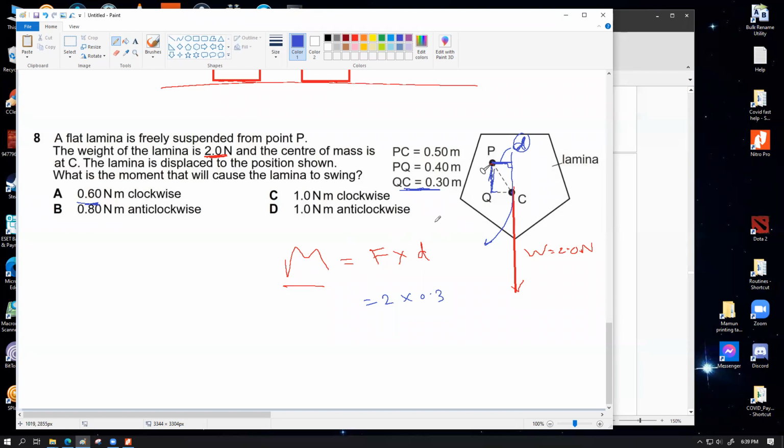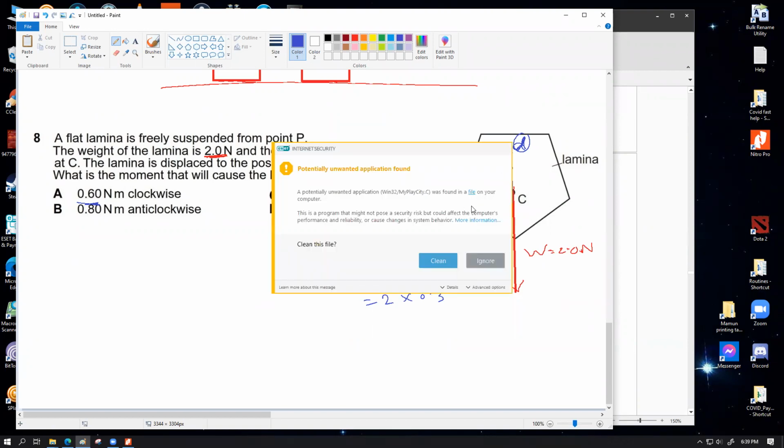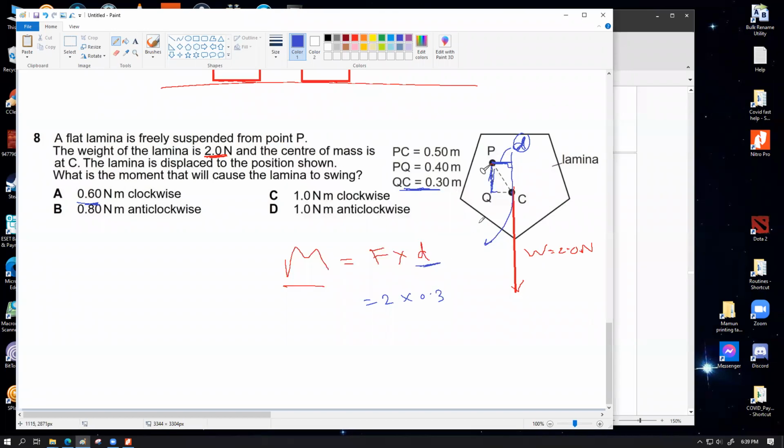I was confused between the part where you wrote distance and QC. So why did you write D and circle it, but not QC? Oh, because I was trying to draw a perpendicular. Yeah, I get your question. I was trying to find the perpendicular distance from the pivot point to the weight line. So D is basically my perpendicular distance, which by geometry is equal to QC.